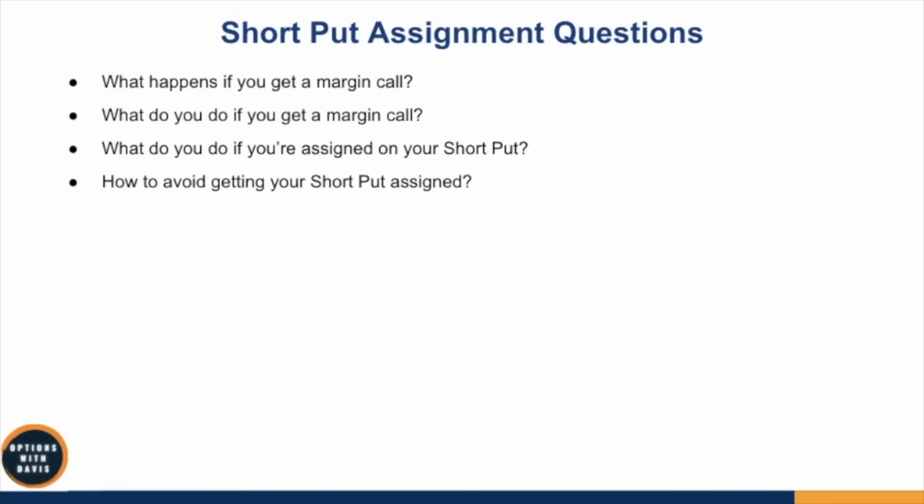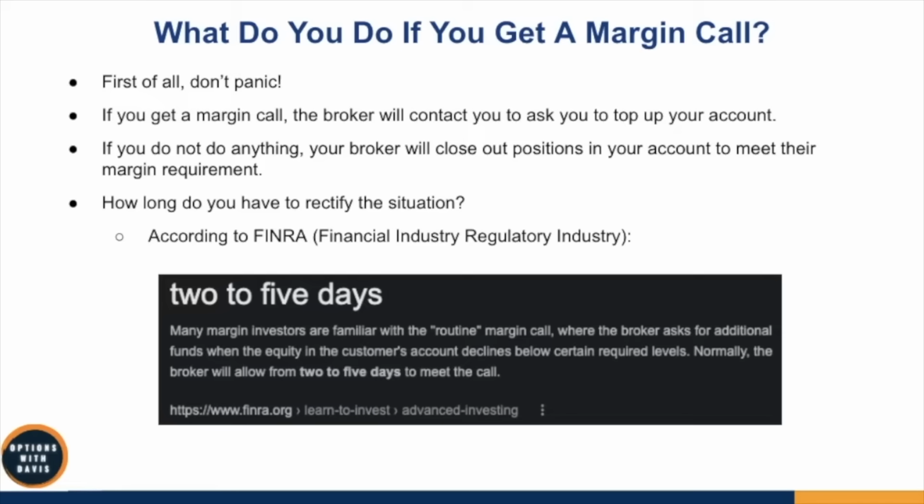So here are a number of short put assignment questions that you might have. Let's say, for example, you get assigned and then you don't have enough cash, you're going to get a margin call. So what happens if you get a margin call? And what do you do if you get a margin call? Now, what do you do if you're assigned on your short put as well? And how do you avoid getting your short put assigned? These are the most common questions that people have when it comes to getting assigned on their short put. So the very first thing you want to take note of is, what do you want to do if you get a margin call?